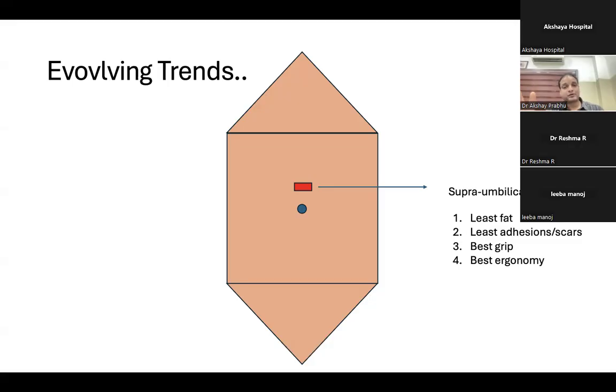For this purpose, for me, the ergonomy works best when it is in the supraumbilical region. So when the central port moves away from the umbilicus towards the xiphisternum, what happens is the accessory port sites also move up. That I'll tell you when we discuss the entire picture.